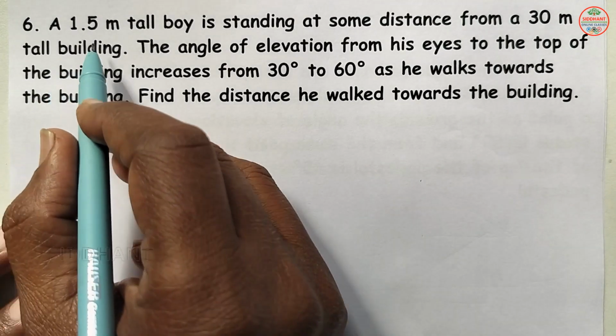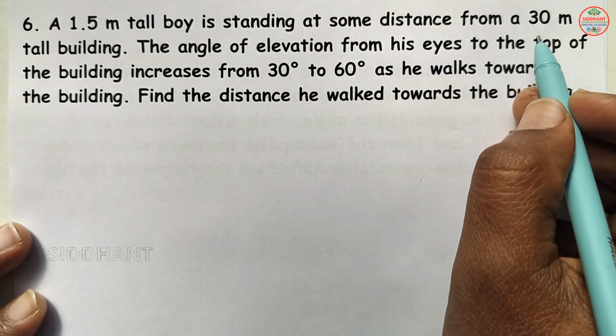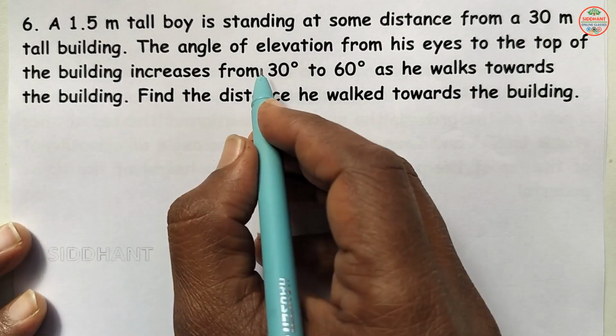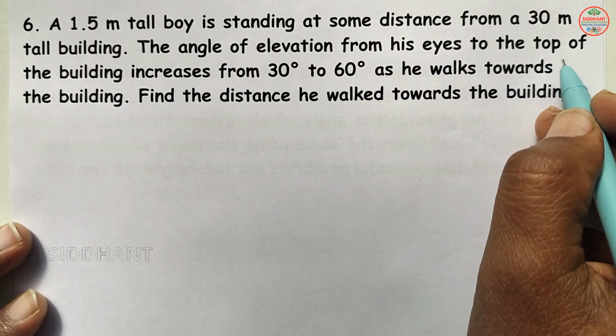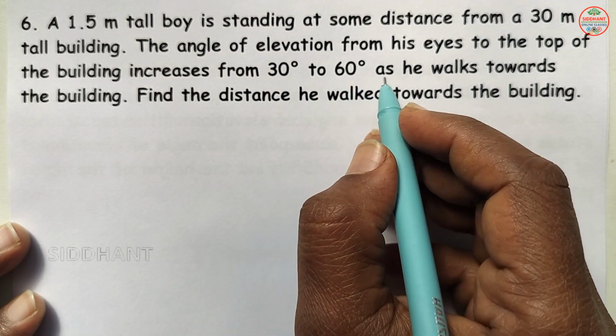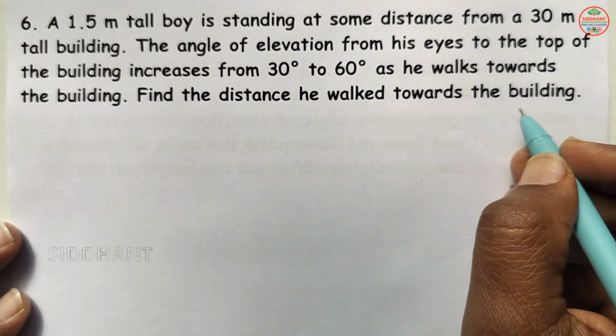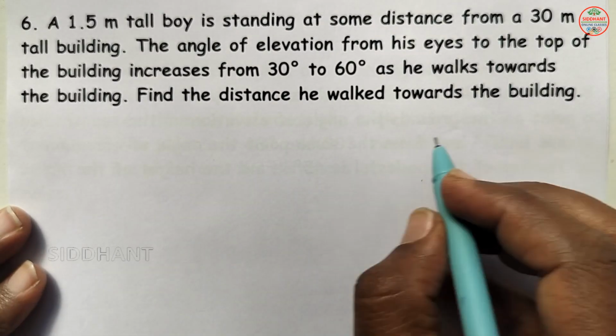Question number 6. A 1.5 meter tall boy is standing at some distance from a 30 meter tall building. The angle of elevation from his eyes to the top of the building increases from 30 degrees to 60 degrees as he walks towards the building. Find the distance he walked towards the building here.